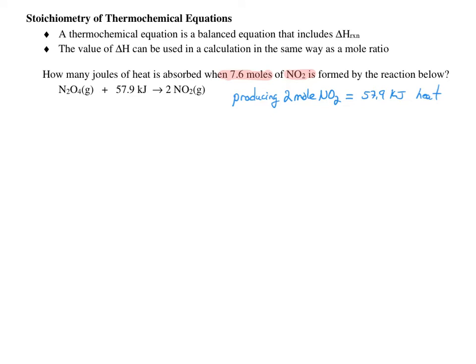We're going to use our values of delta H in the same way as we've been using mole ratios. So here's how we would set up this problem. We start with our measured number, 7.6 moles of NO2, and we want to compare that to heat. And we're going to use this balanced chemical equation to tell us that producing 2 moles of NO2 is the same as consuming this amount of heat. And if we look at our units, we see that they cancel out moles of NO2, and we're left with units of kilojoules of heat.